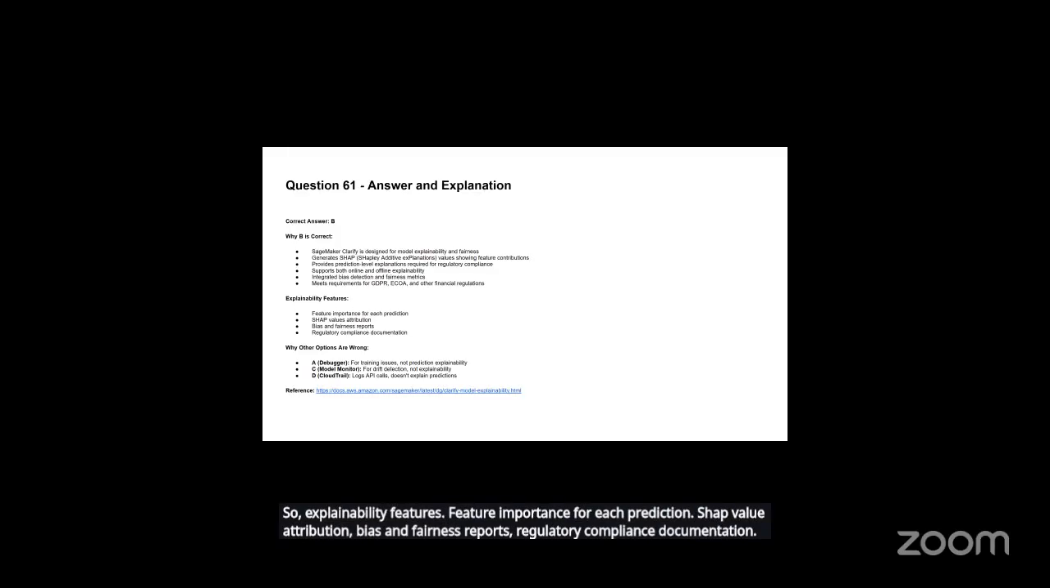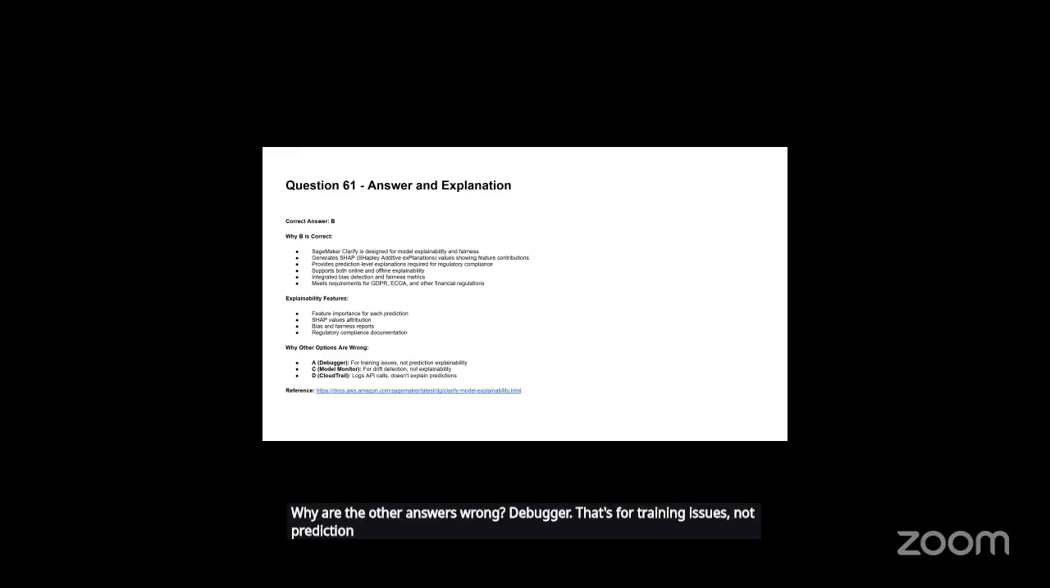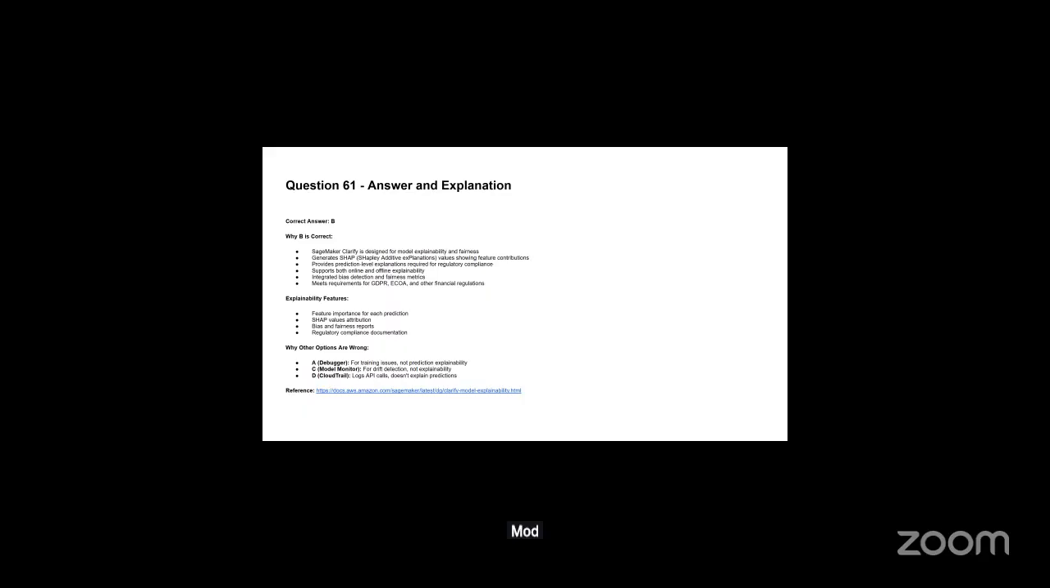Why are the other answers wrong? Debugger. That's for training issues, not prediction explainability. Model Monitor. That is for drift detection, not explainability. CloudTrail. That's for logging APIs, not predictions.